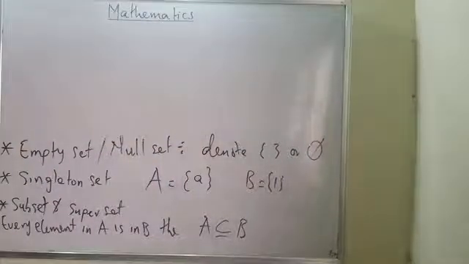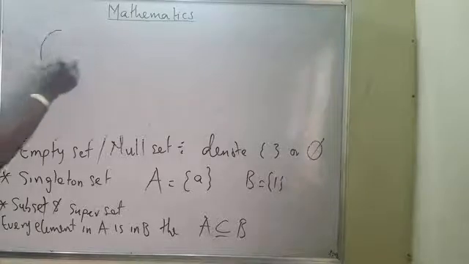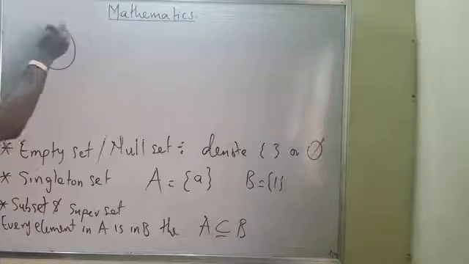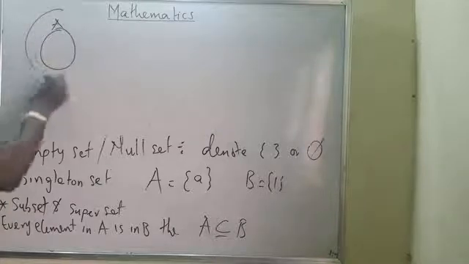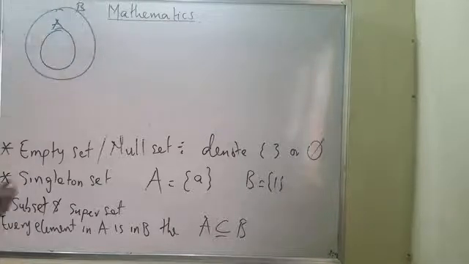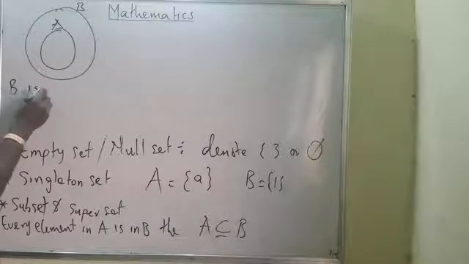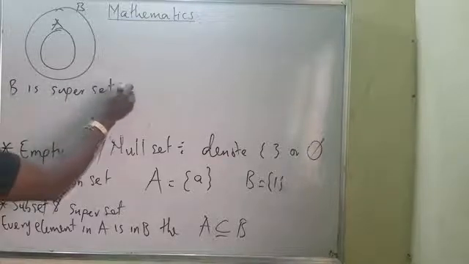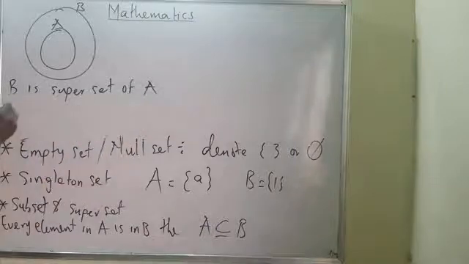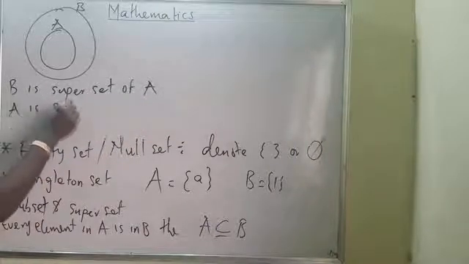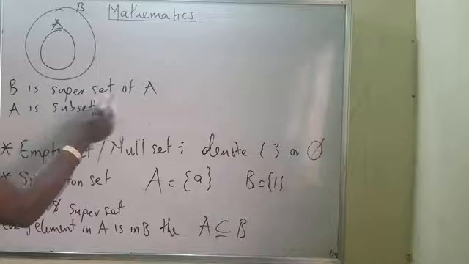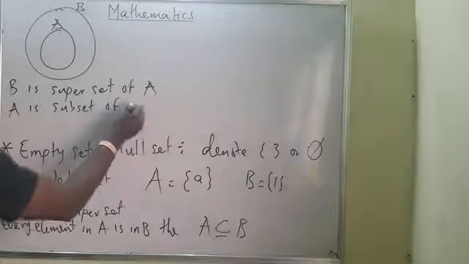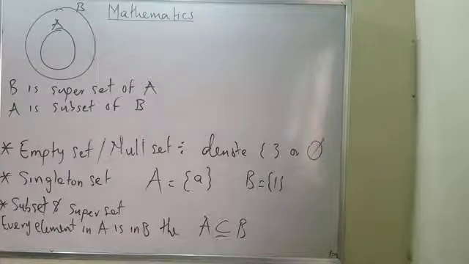Sorry, I'm still explaining superset. What we mean is that this is the interpretation. This can be A, this can be B. It means B is a superset of A, and A is a subset of B. Take note of that very well.